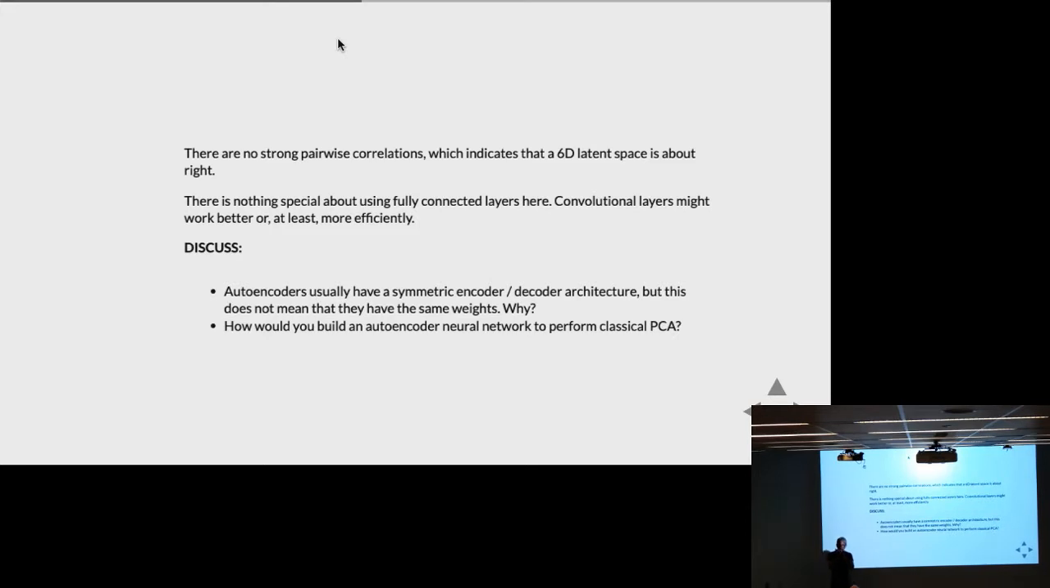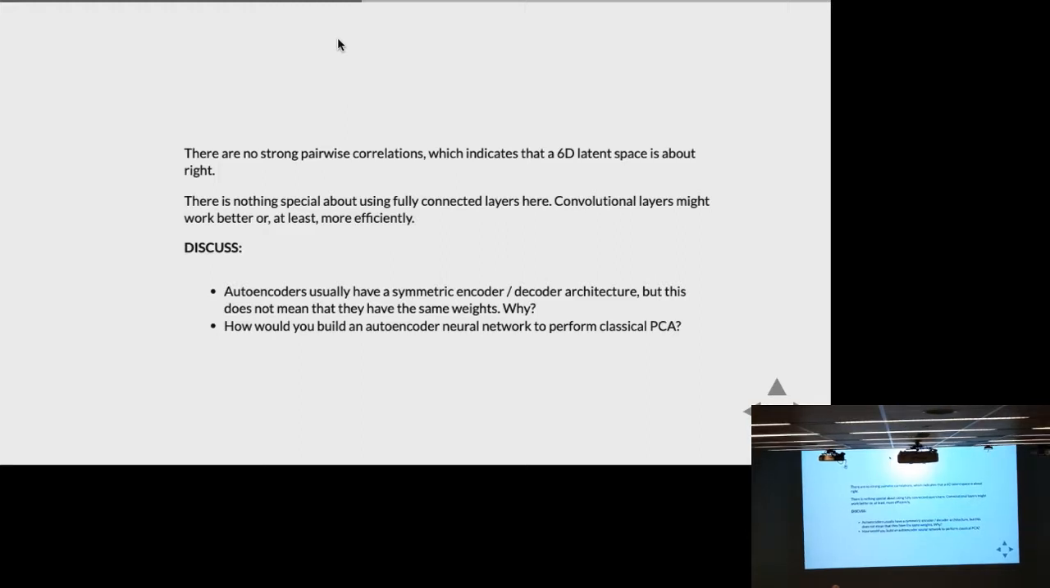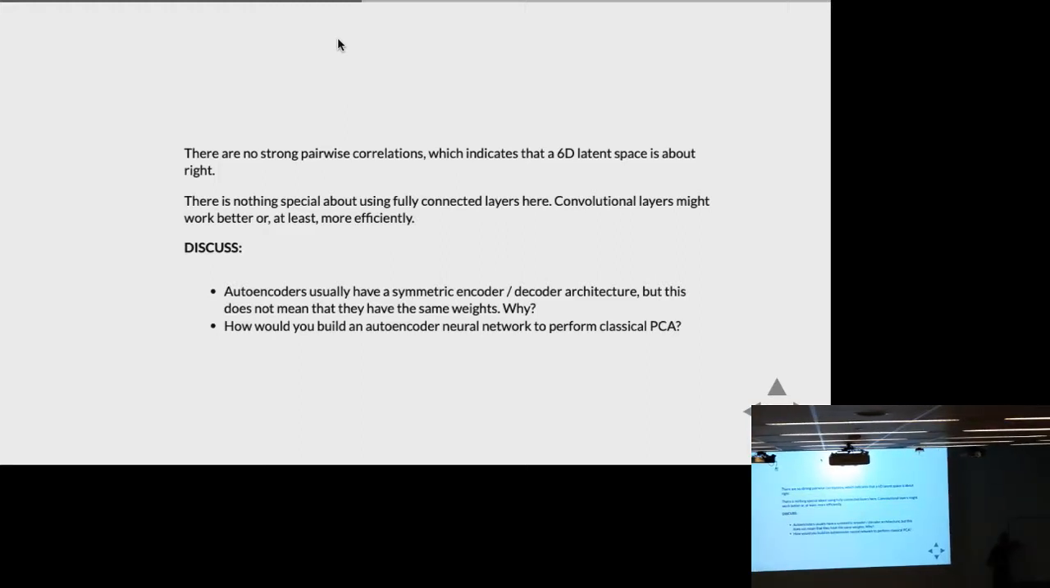Okay, so why does an autoencoder not have the same weights on the two sides? Yeah. Okay, that's a good point. There are a lot of permutation degeneracies here. That's one reason, but there's actually a more fundamental reason. Even under permutations, they will not have the same weights.